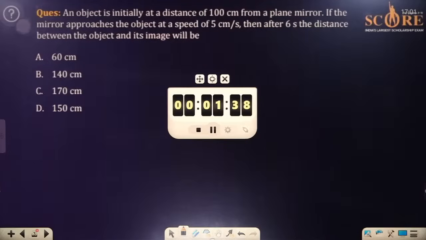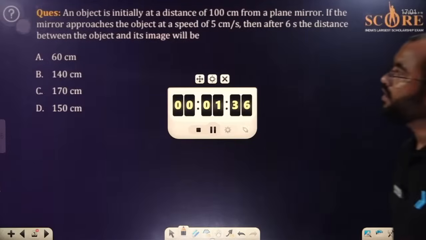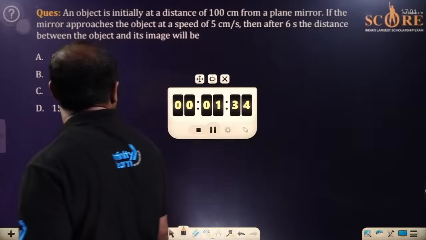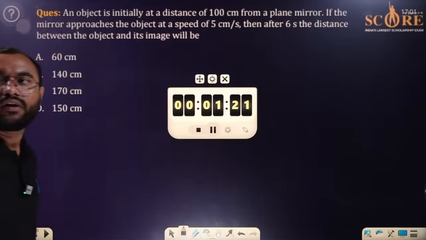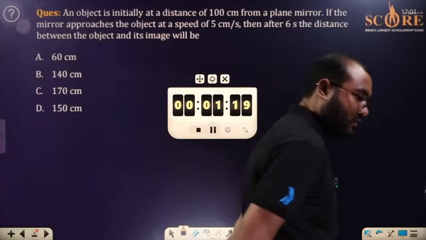It is a very simple question. An object is initially at a distance of 100 centimeter from a plane mirror. If the mirror approaches the object at a speed of 5 centimeter per second, then after 6 seconds, the distance between the object and its image will be what? You have to find that out. Please let me know the answer.